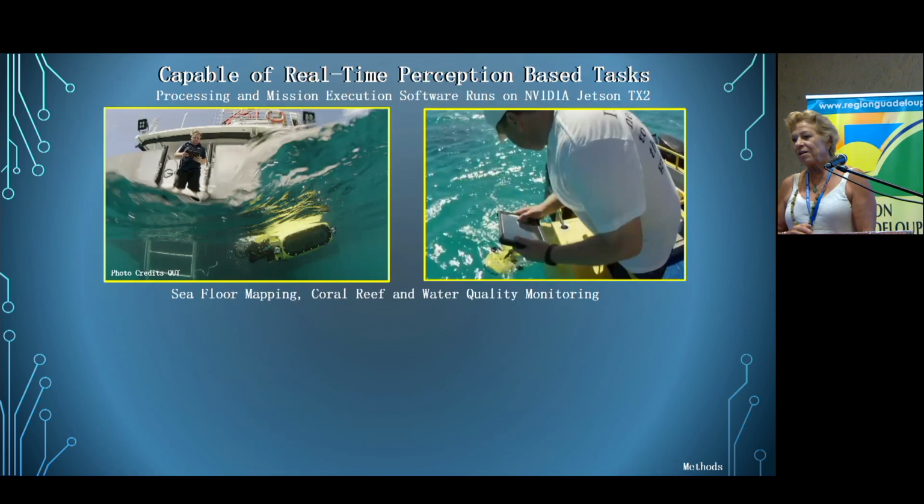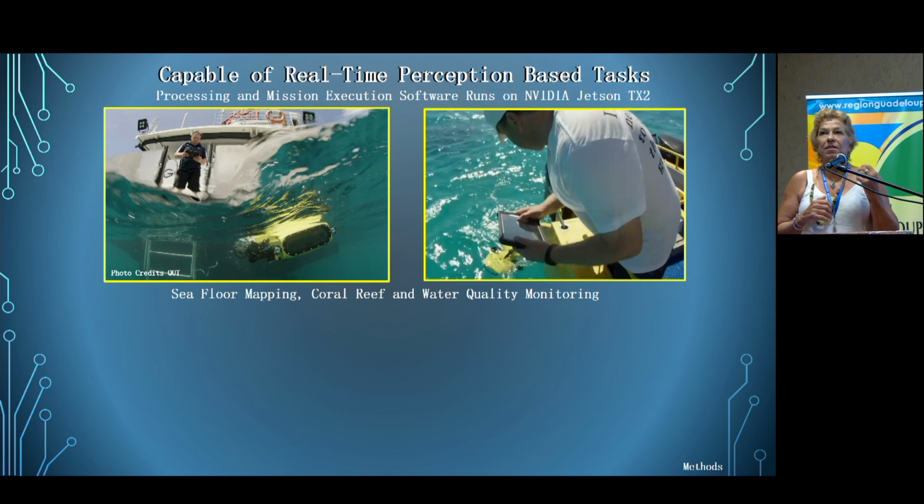And so the RangerBot is capable of real-time perception-based tasks. It is programmed on the surface from a laptop or a tablet, and then is completely autonomous. The navigation, again, is based on these stereo cameras, measuring distance on the bottom. It's also maintained at a certain position off the substrate using stereo cameras. It is equipped with a GPU.